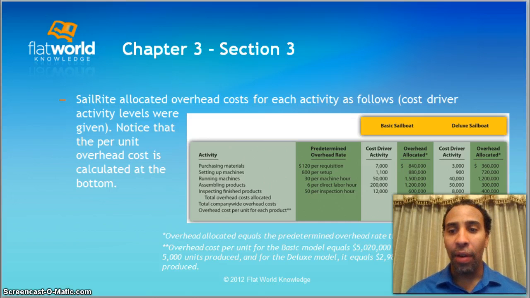As I left off, I was just indicating that if you take the $5,020,000 of allocated overhead to the basic sailboat and divide that by the 5,000 units produced, you get $1,004 overhead cost per unit. And if you take the $2,980 allocated to overhead for the deluxe sailboat and divide that by the 1,000 units that were produced, you get 2,090 overhead cost per unit for each of the products.